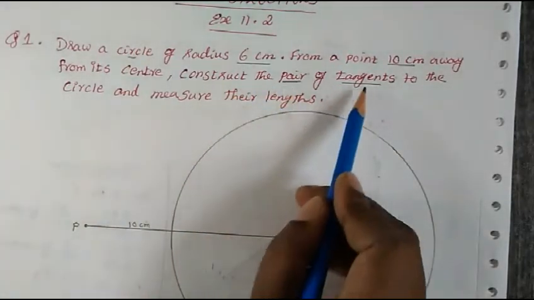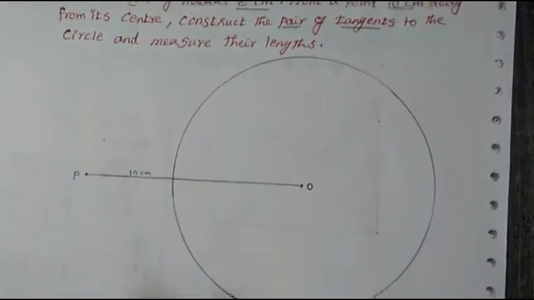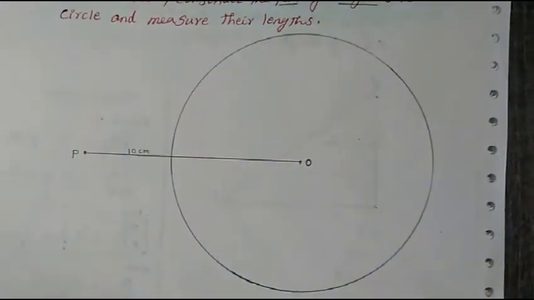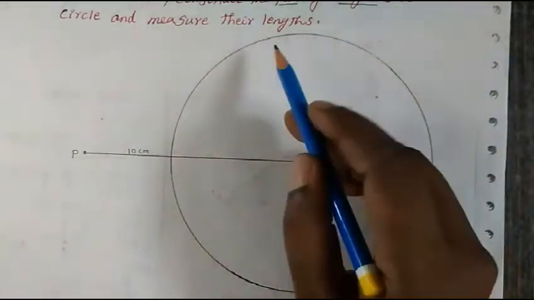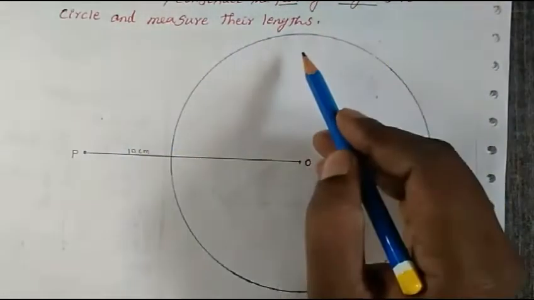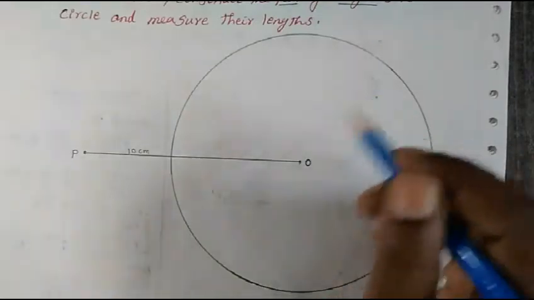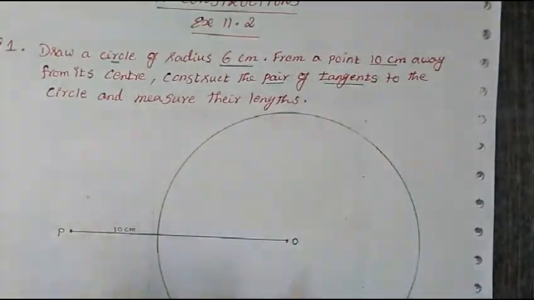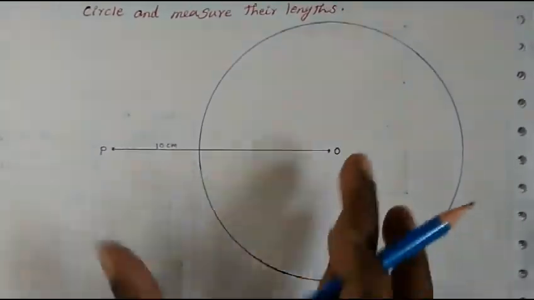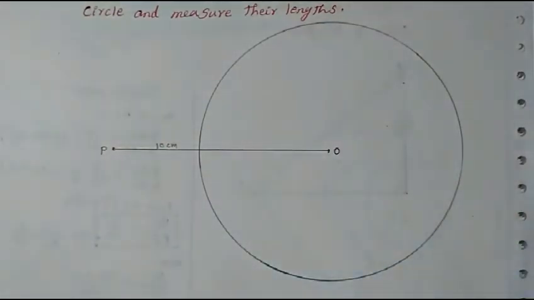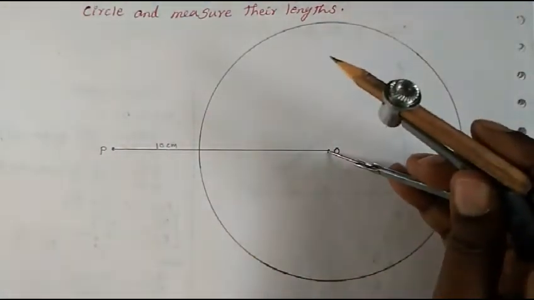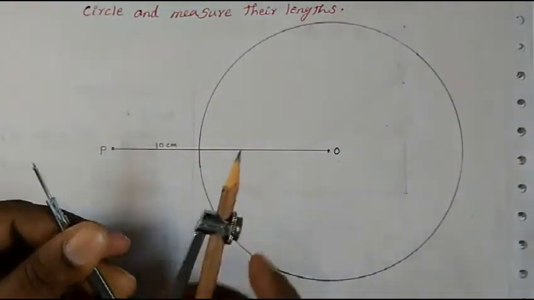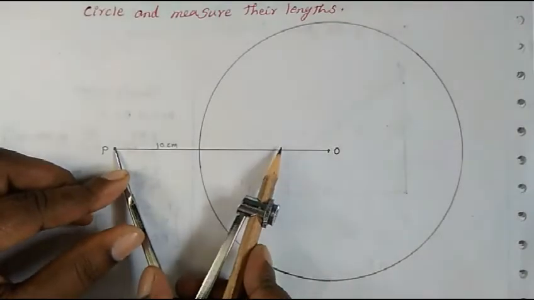Now we have to construct a pair of tangents. Anywhere you can't just keep a point and draw a tangent. You can't do that. We have to find exactly one point on this side and this side because it is a pair of tangents. So what we will do is take from the center more than half the measurement, more than half.